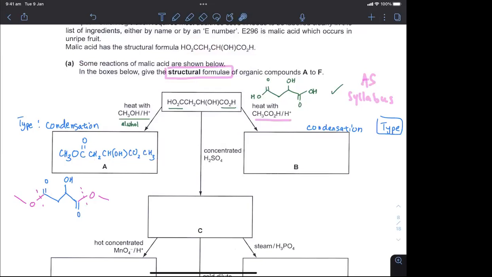I'm going to do the condensation on the right-hand side now. So now my carboxylic acid will not react. What reacts will be the alcohol. So now it's the alcohol that reacts because I'm reacting with carboxylic acid. Have a look here, 2 carbon carboxylic acid. So I need to add 2 carbon carboxylic acid.